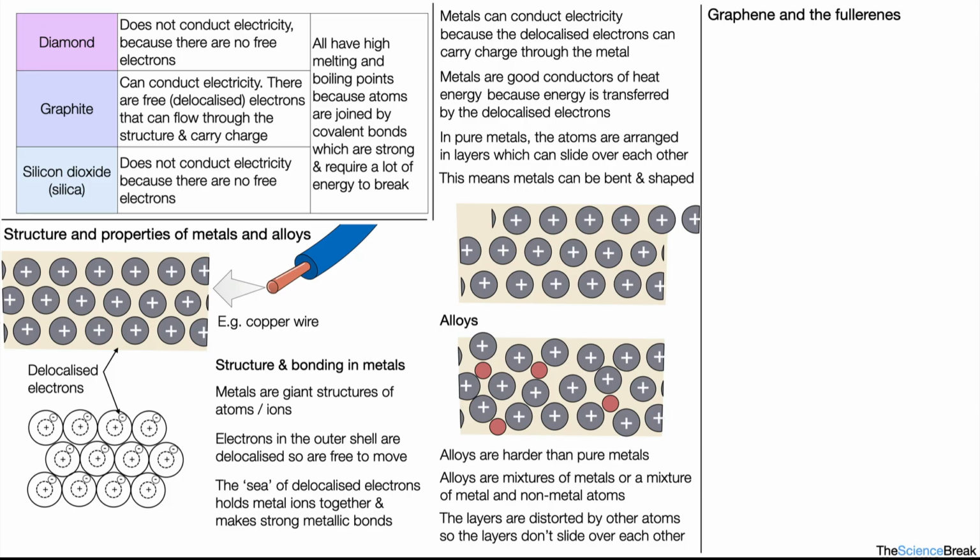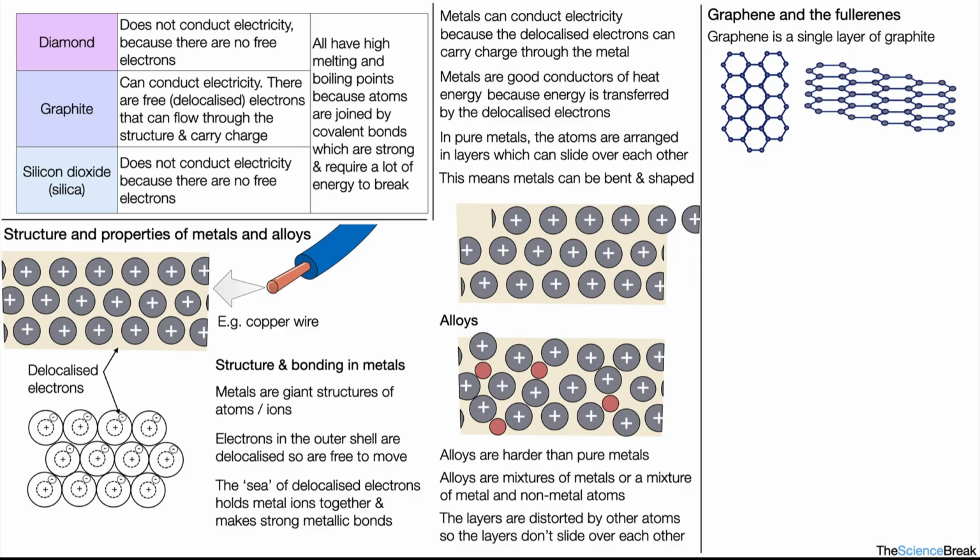Let's take a look at graphene and the fullerenes. Graphene is a single layer of graphite. It looks a bit like this. If you're looking from the top, you might see something like this, and here's what's supposed to be a kind of 3D version of that diagram.